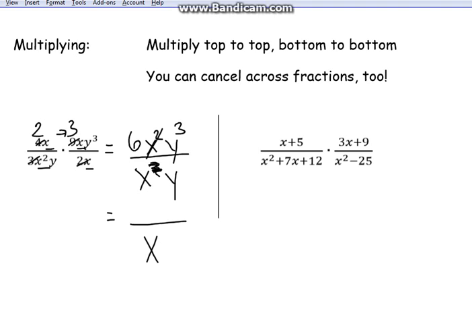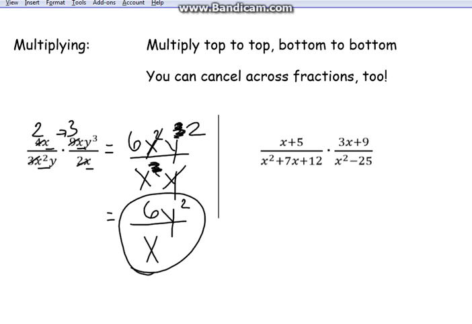3 y's in the top, 1 in the bottom. That's going to leave me with just 2 y's, and that one goes away. So we have y squared in the numerator. The 6 has nothing to work with, so here's my solution: 6y squared over x. Just reducing.